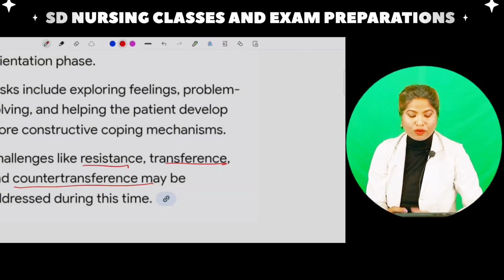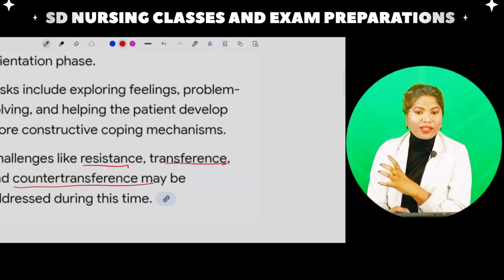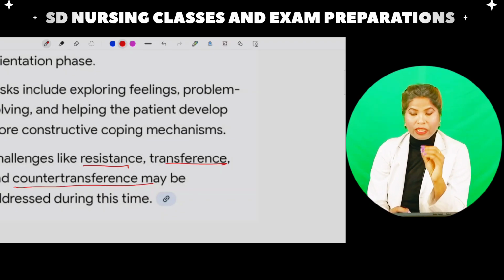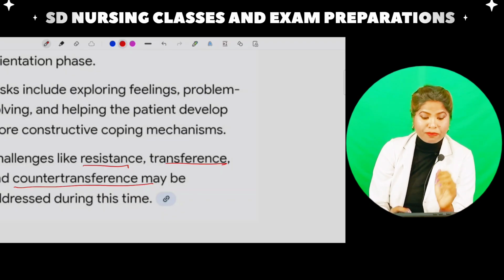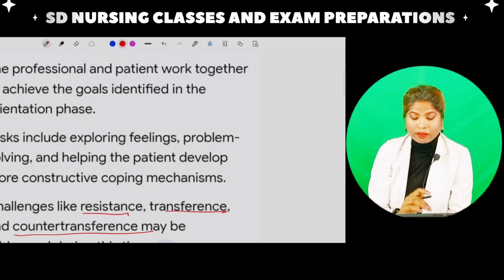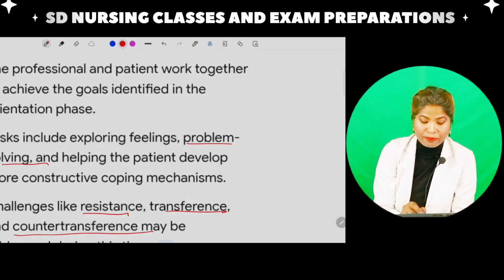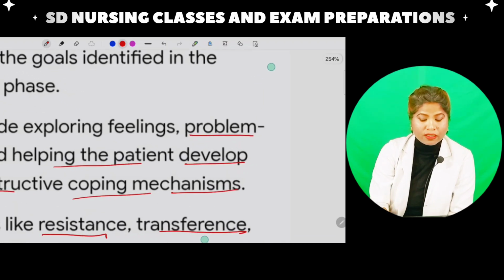By thinking that, by all those emotions and the validation, she is just showing it to the patient. So all these things should be addressed. We have to address all these things and give importance to the patient's treatment. So this is problem solving, helping the patients to develop more constructive coping mechanisms.